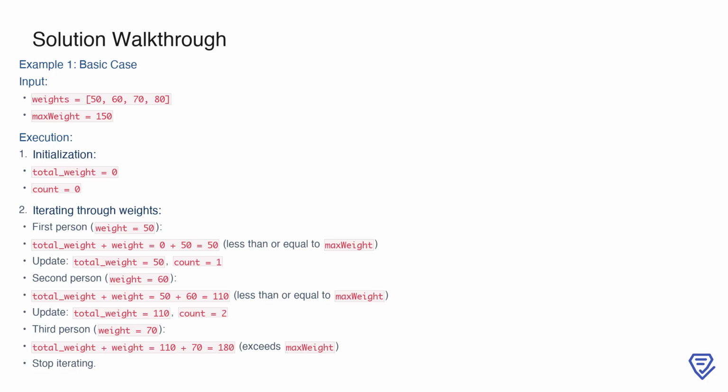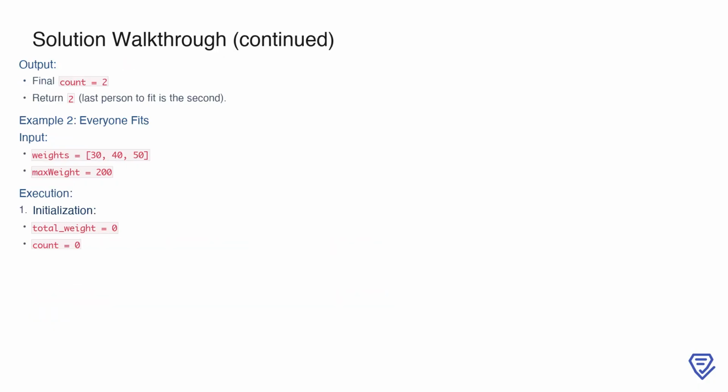When we consider the third person with a weight of 70, adding this to total_weight results in 180, which exceeds the maximum weight of 150. At this point, we stop the iteration, as no more people can fit in the elevator without exceeding the limit. The final result for this example is straightforward. The count variable, which tracks the number of people who successfully fit in the elevator, is 2.